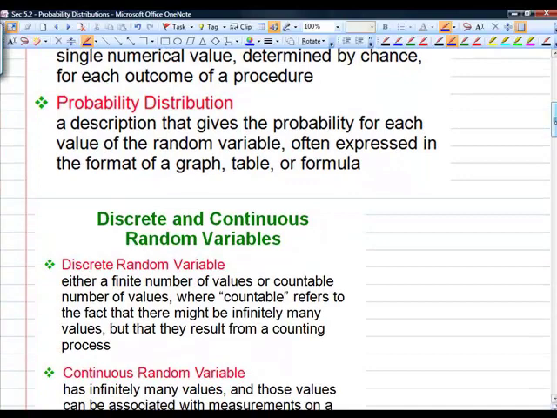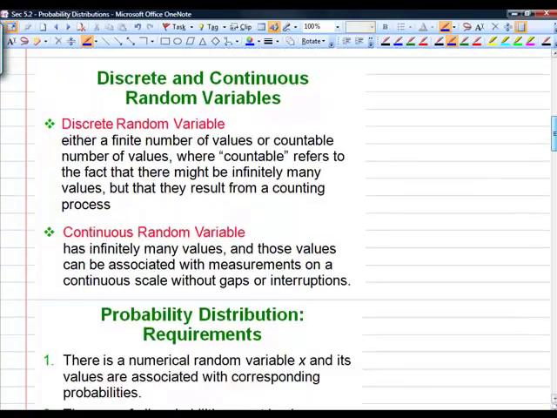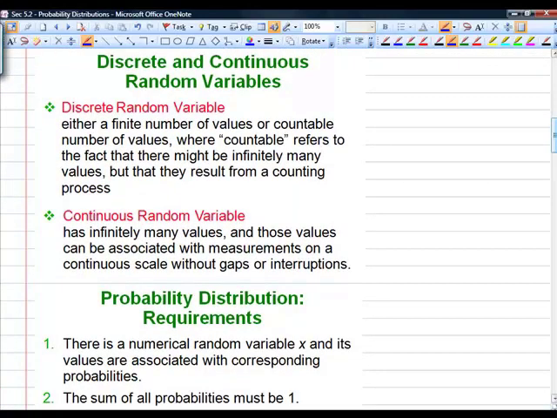The probability distribution is a description that gives the probability for each value of the random variable, often expressed in the format of a graph, table, or formula. We're going to focus on tables today. We have discussed discrete and continuous random variables. For instance, the length of your foot would be a discrete or continuous random variable? The length of your foot, continuous. Your shoe size would be discrete.